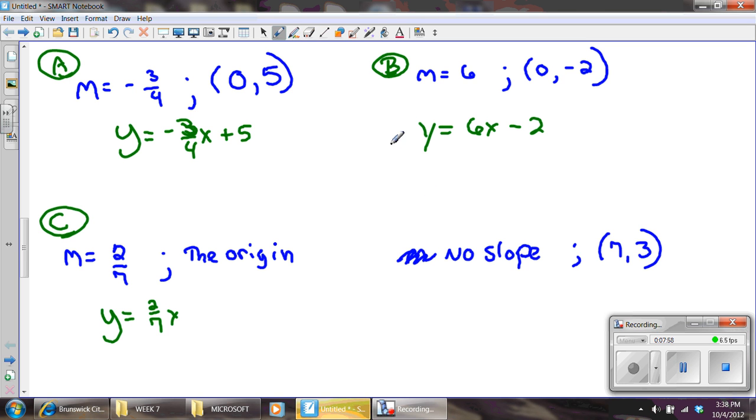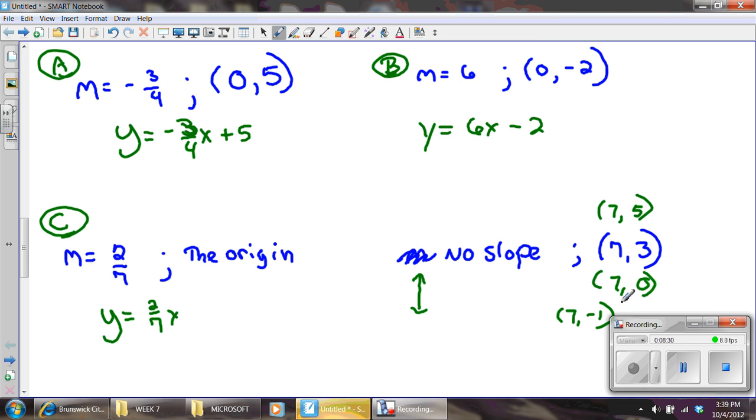All right, now on this one, there is no slope. If there's no slope, could I be in slope y-intercept form? No, I don't think so, because slope y-intercept form implies that I can find the slope. I know a line with no slope is going to be a vertical line. I know that if it goes through the point (7, 3), it'll also have to go through the point (7, 5). I know it'll go through (7, 0). I know it'll go through (7, -1).